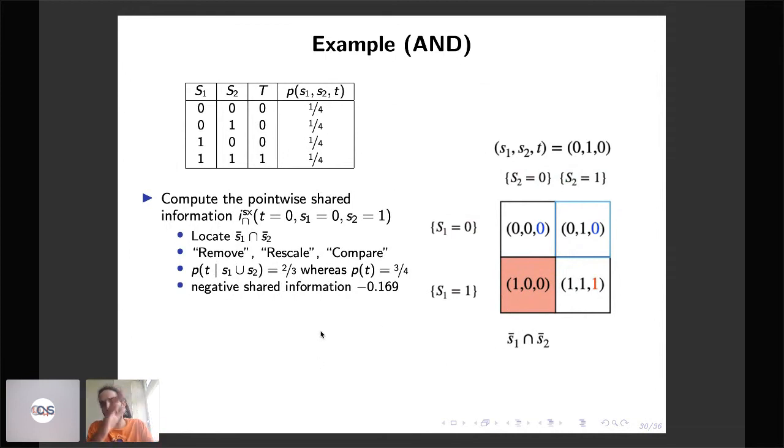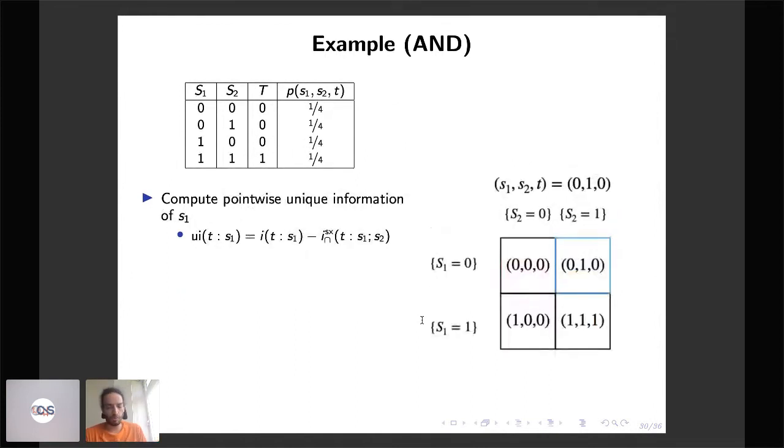And if we compare that to the probability of T in general, which was 3/4, T became less likely. So if we receive the information that either S1 took the value 0 or S2 took the value 1, we still cannot make a good prediction that T would be 0.